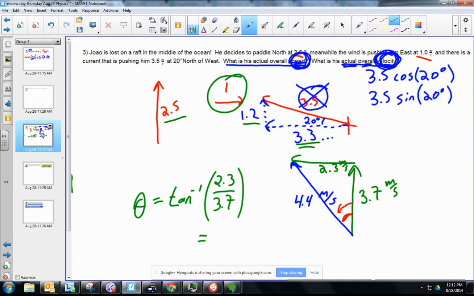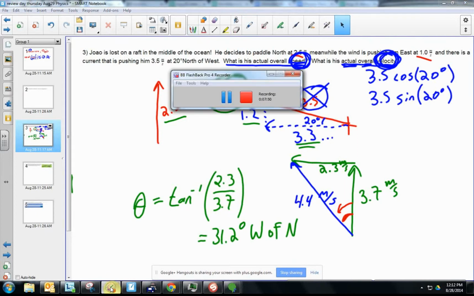So did someone get an angle here? It looks like it should be less than 45. Sorry? 31.2. Thank you. So we have 31.2 degrees, and this is west of north. Okay? And that's how you do that problem. And I'm going to go ahead and stop recording.